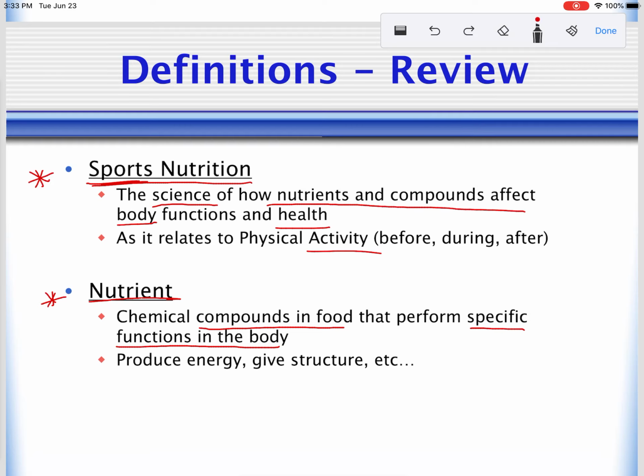As an athlete, it's even more important that we give ourselves the proper nutrition, because not only do we need the right nutrition to get our body to work properly when we're at rest, but now we're asking our body to do all these sports and activities. So sports nutrition is the study or science of how nutrients affect our body and health as it relates to activity or sports.